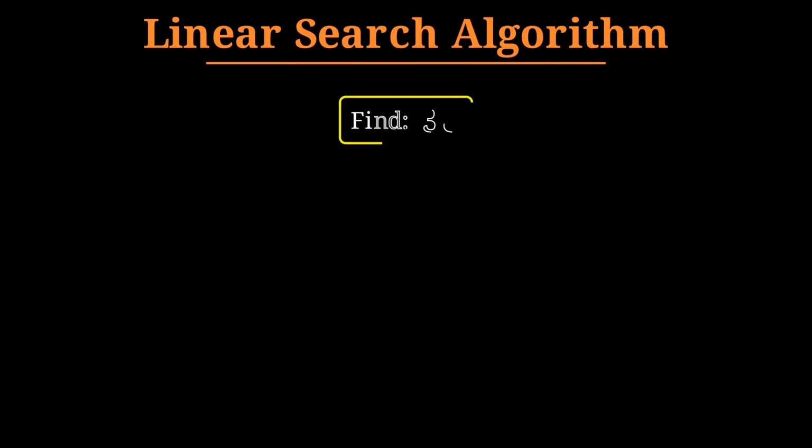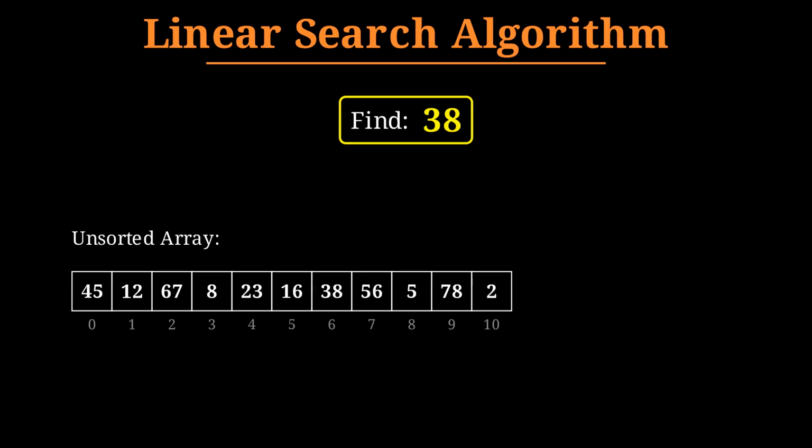Now let's see how it works with a practical example. Let's find the number 38 in an unsorted array. Here's our unsorted array with 11 elements. Notice they are not in any particular order. We start from the first element and check each one sequentially.